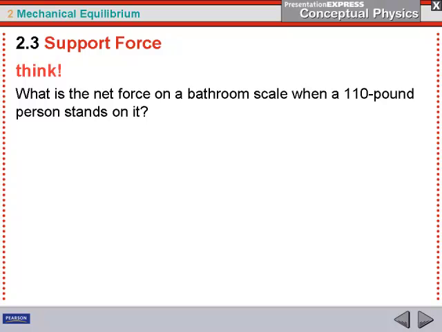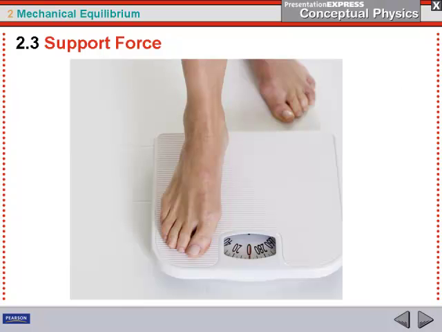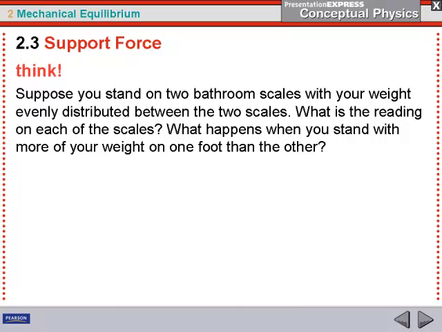What is the net force on a bathroom scale when a 110-pound person stands on it? Answer: 0. The scale is at rest. The scale reads the support force, not the net force. Suppose you stand on 2 bathroom scales with your weight evenly distributed between the 2 scales. What is the reading on each of the scales? What happens when you stand with more of your weight on one foot than the other?